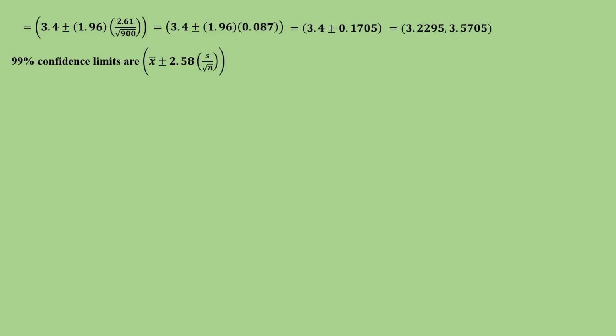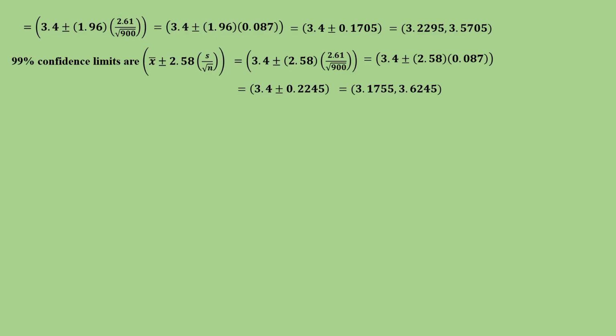Next, 99% confidence limit. So x bar plus or minus Z value for 99%, 2.58 from the table, small s by root n. Substituting these values, 3.4 plus or minus 2.58, 2.61 by root of 900. So you will get 3.4 plus or minus 0.2245. First lower limit, take the minus value, 3.4 minus 0.2245, that is 3.1755. Now take the plus value, 3.4 plus 0.2245, that is equal to 3.6245. That is the interval limit, right?